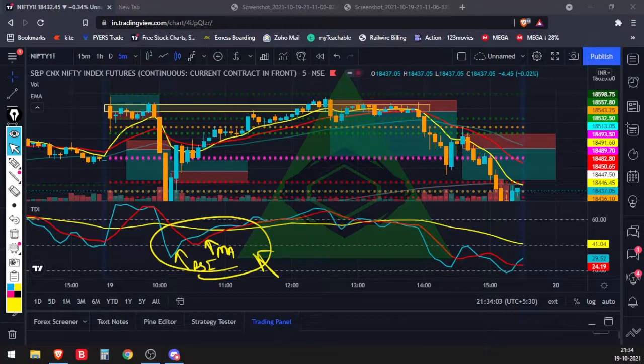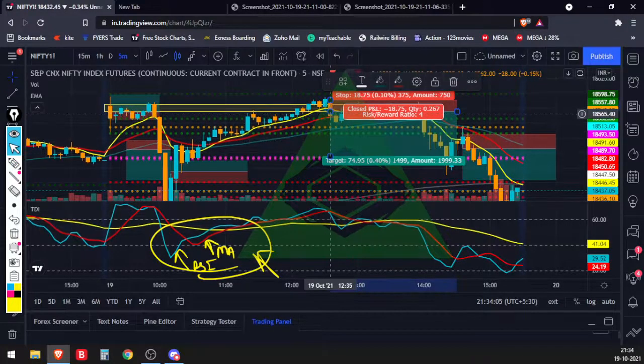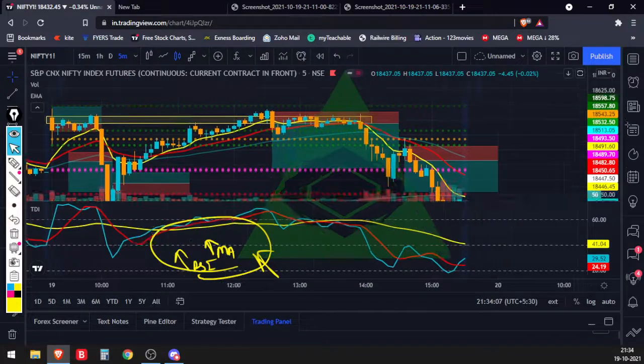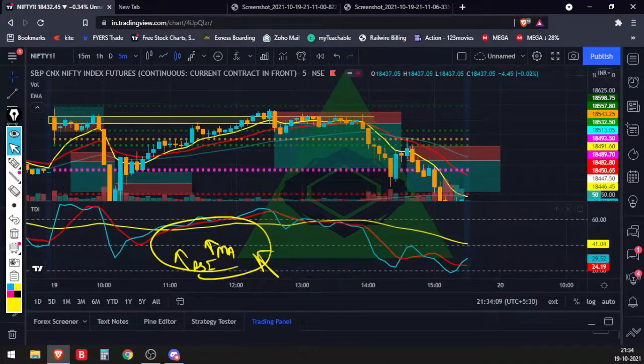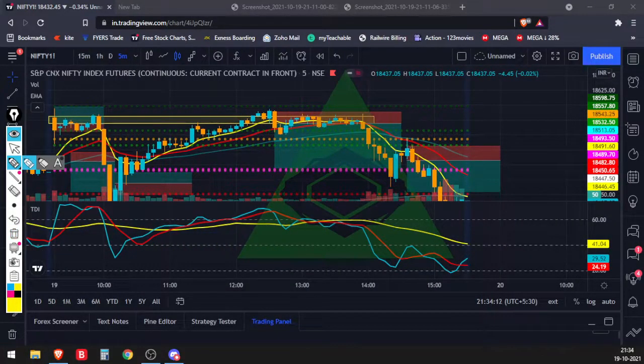So here I have shorted, and as you see, after some time the market is trading below the 60 line, and we have very good strategies on that. Again, what we did, we just added some quantity here. Whenever we get a confirmation that the market is going to go down more, or we get some more confirmation, we are going to add the quantity.